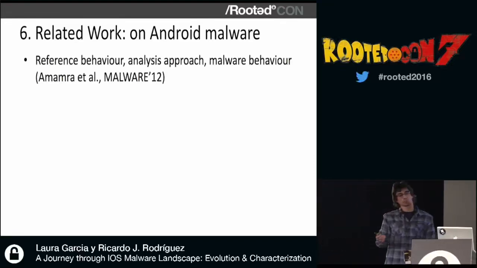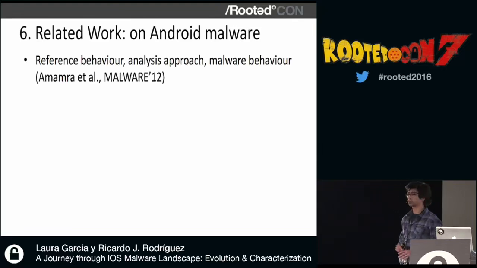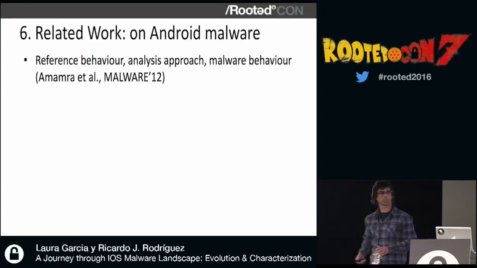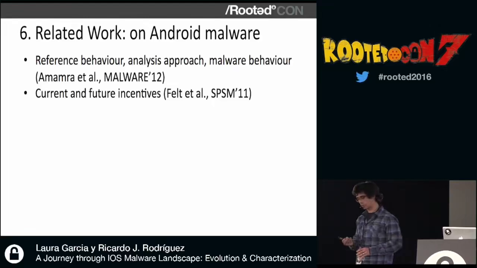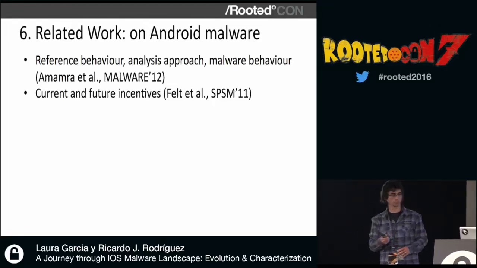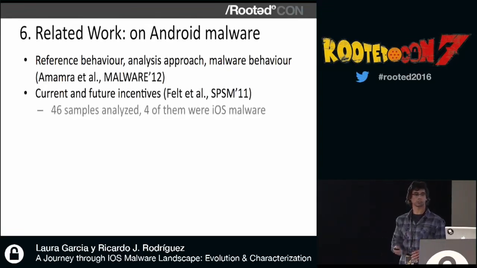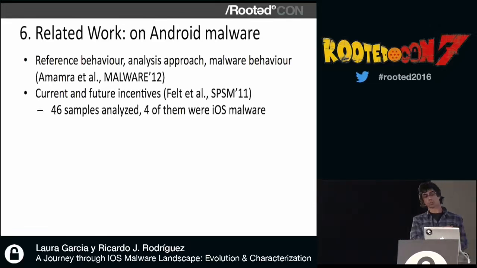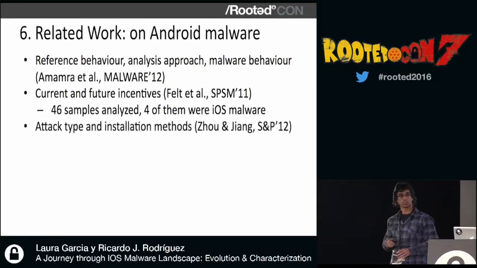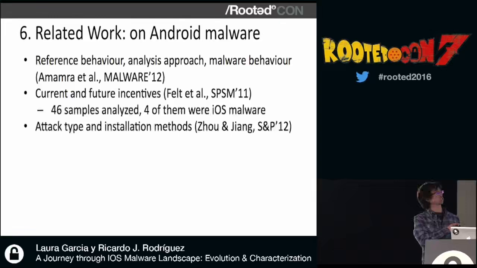On Android malware, as I said before, there's quite a lot of work available. There's lots of people that have established taxonomies for Android malware based on the behavior of that malware, on the type of analysis that needs to be carried out to detect it, or on the objectives or goals of that malware, or the current and future incentives for people using that malware from the point of view of the criminal mind behind it. In this study that I'm quoting here, there were 46 samples analyzed, and 4 of them were iOS malware.